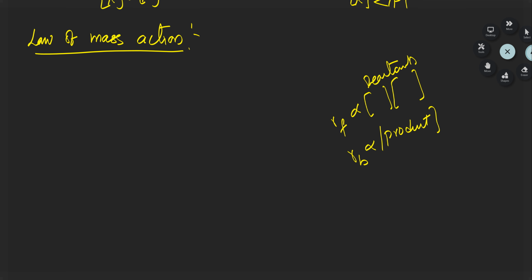So what is the meaning of active mass? Active mass is nothing but the mass which is active, the mass which is going to participate first in the reaction. That is called active mass, which is denoted by concentration. The formula is the same for active mass and concentration: number of moles divided by volume. This is nothing but active mass.